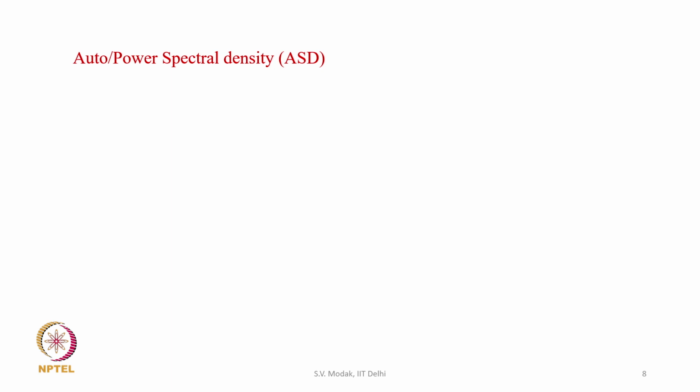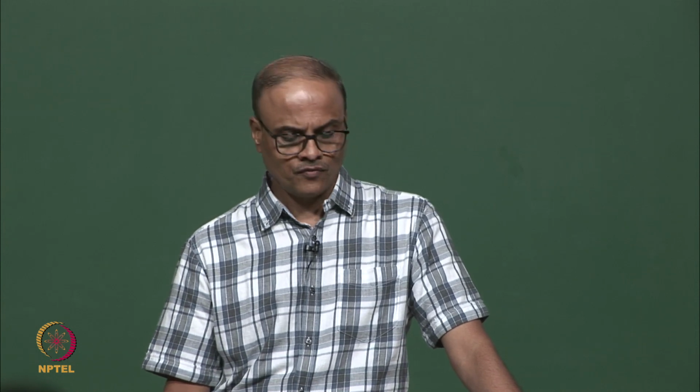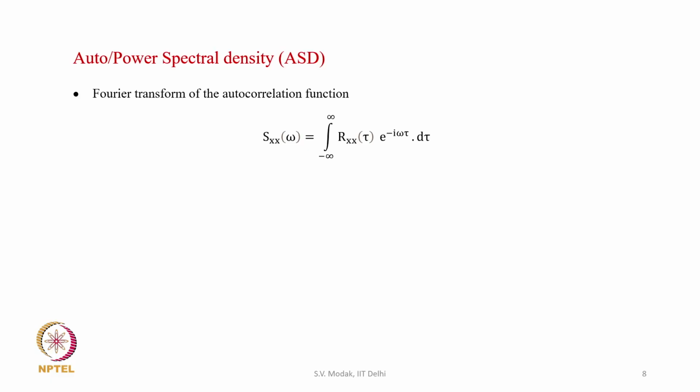So, now we can take the Fourier transform of the autocorrelation function, and the Fourier transform of the autocorrelation function is called spectral density or autospectral density. Okay. You can see this is the expression for the autospectral density S x x omega, and that is nothing but the integration from minus infinity to plus infinity of the autocorrelation function r x x tau into e to the power minus i omega tau d tau. That is by the definition of the Fourier transform. So, this is the autospectral density, ASD.